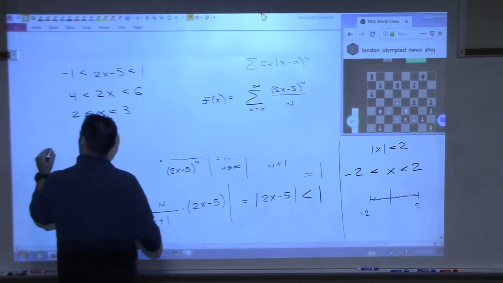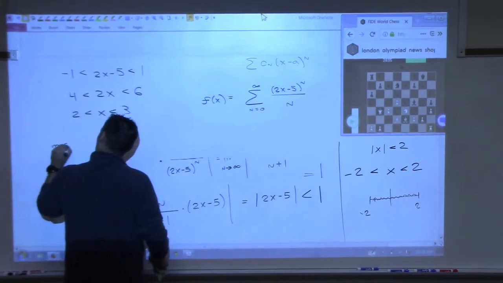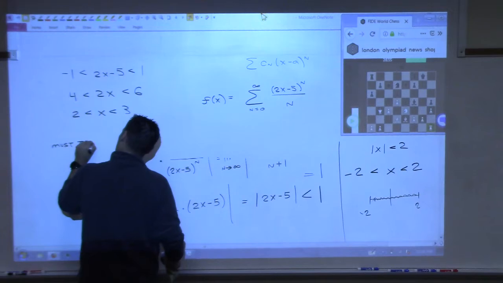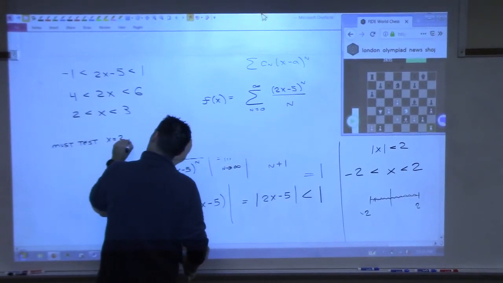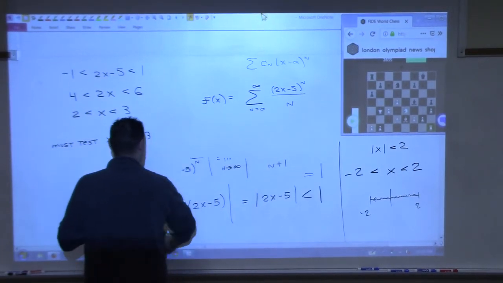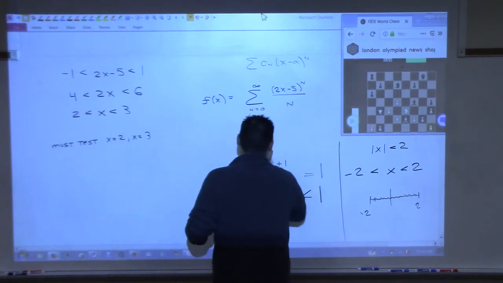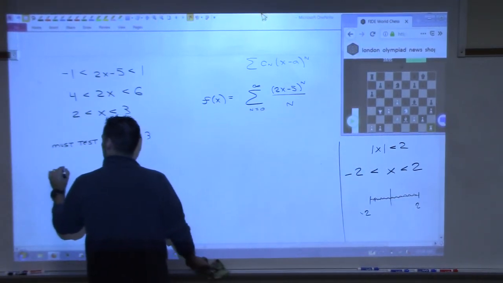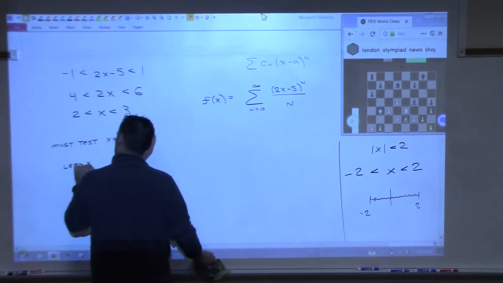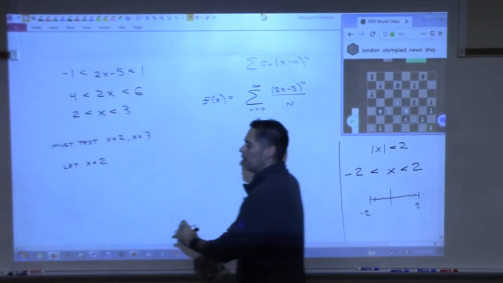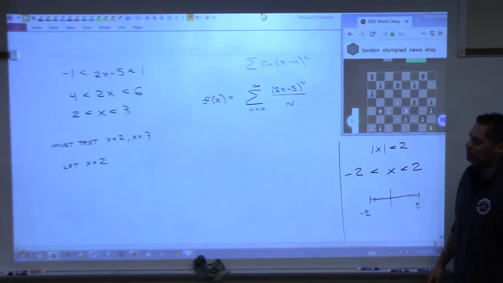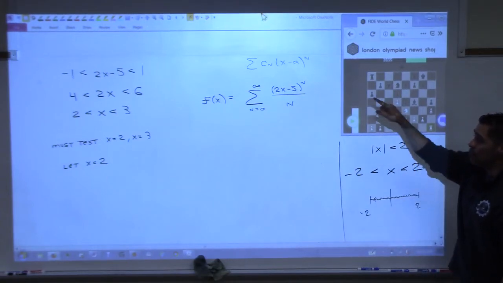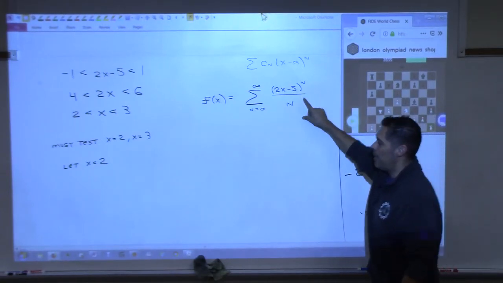So I must now test x equals 2 and x equals 3. All right. Okay, so first, let x be 2. Do we plug that into the original? To the original problem. Okay, so check this out.